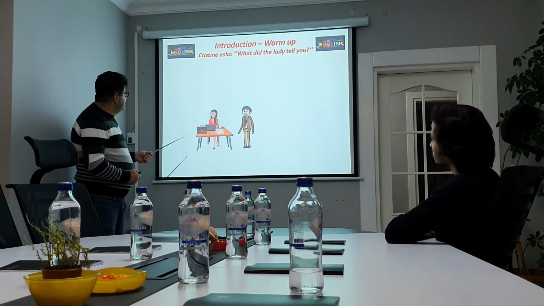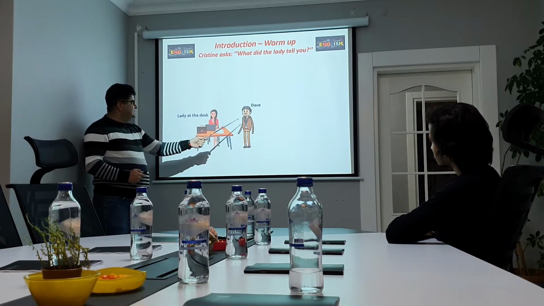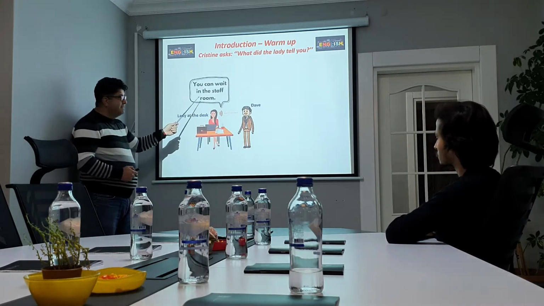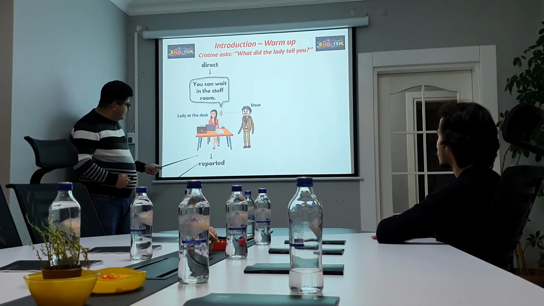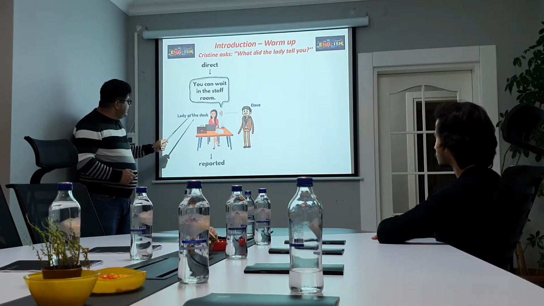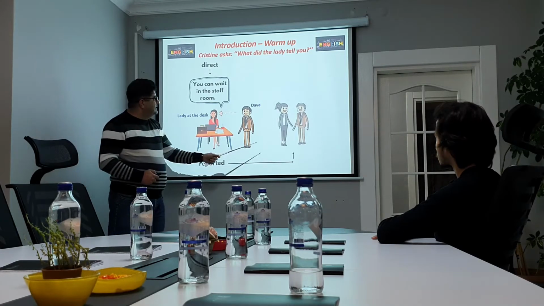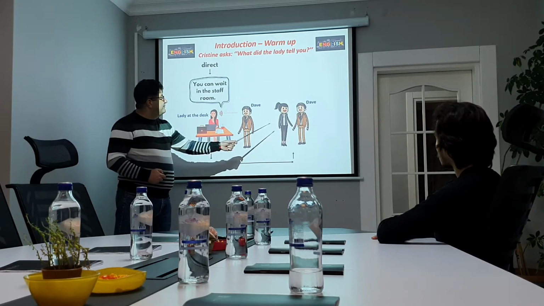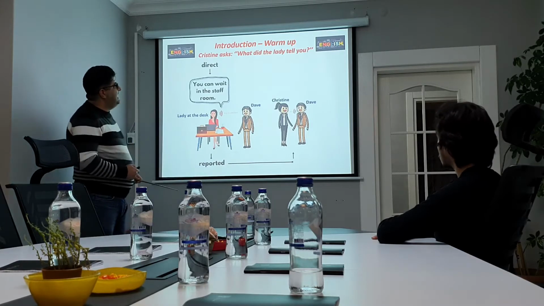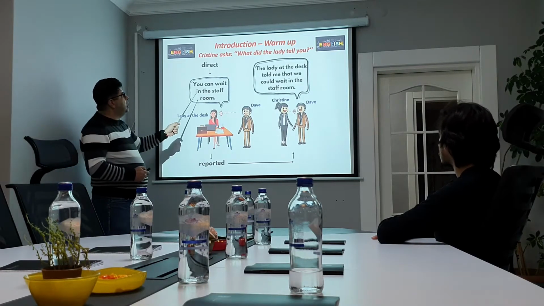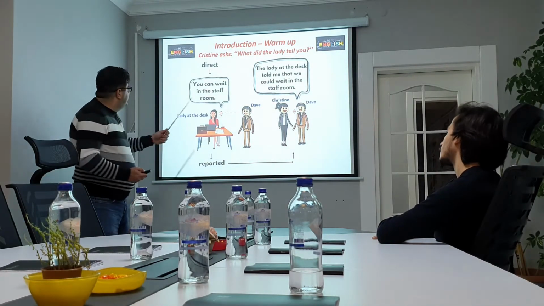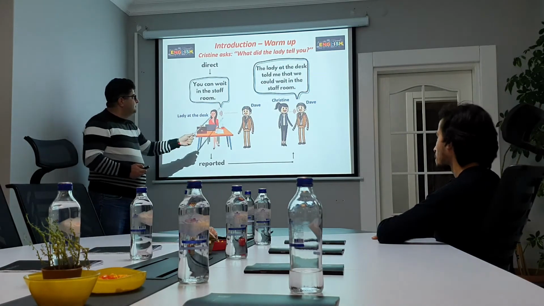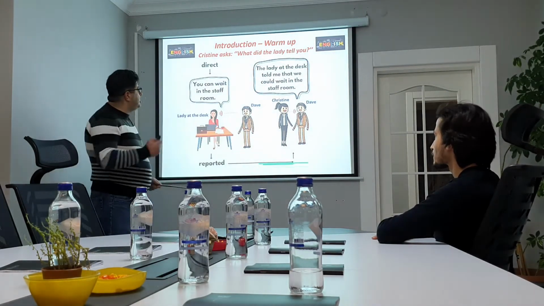Why? Because the lady at the desk said something to Dave, and this was a direct speech, right? This was a direct speech, and Dave reported to Christine and said, the lady at the desk told me that we could wait in the staff room. But what changes from direct form into indirect form?